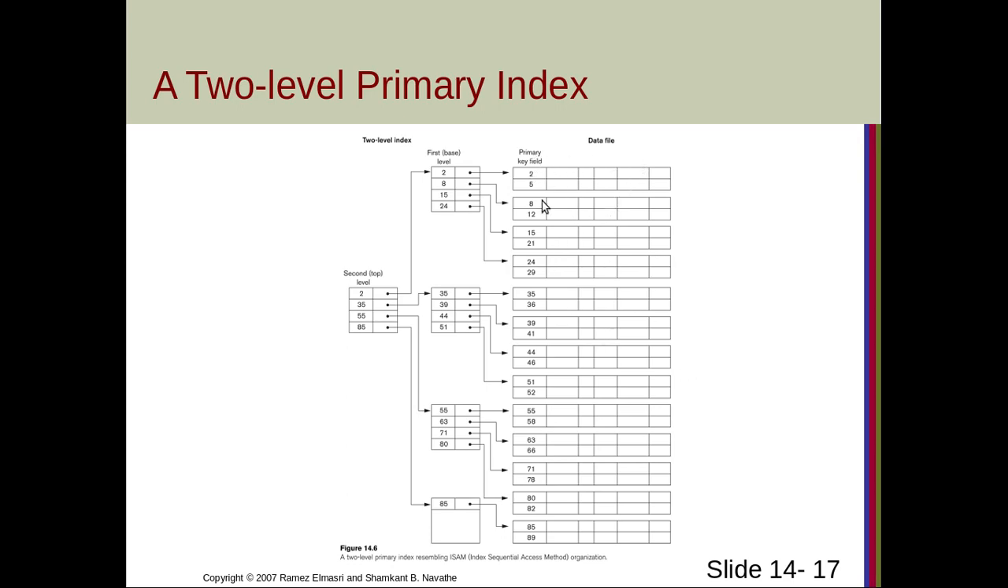This is the actual data file. You have 2, 5, 8, 12, 15, 21, 24, 29. That means indexing is possible. Two-level indexing is possible only for an ordered file, and in this, insertion and deletion of data is a very difficult task.